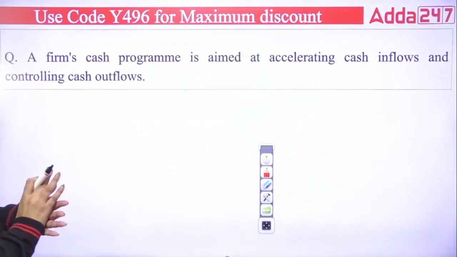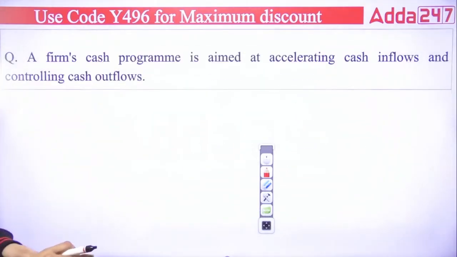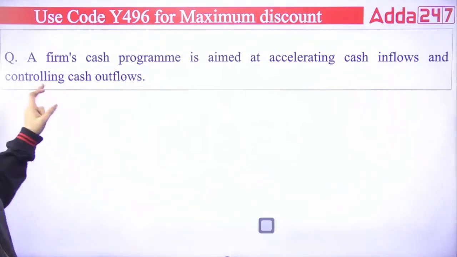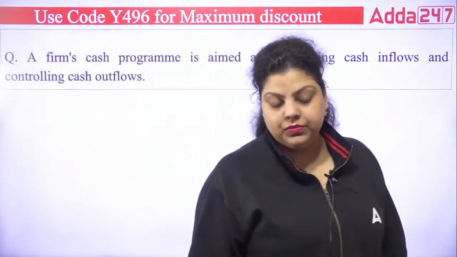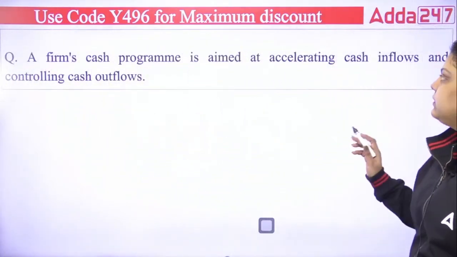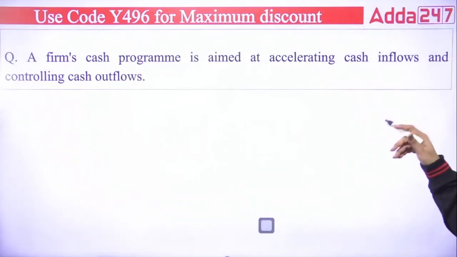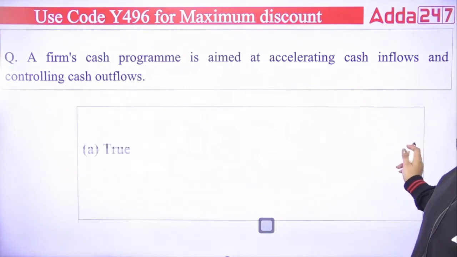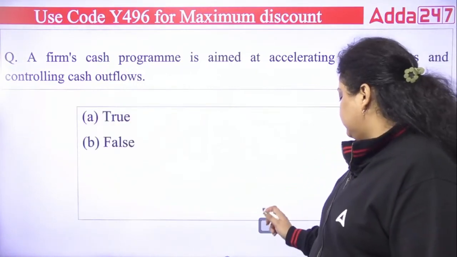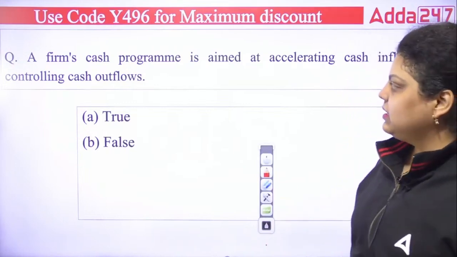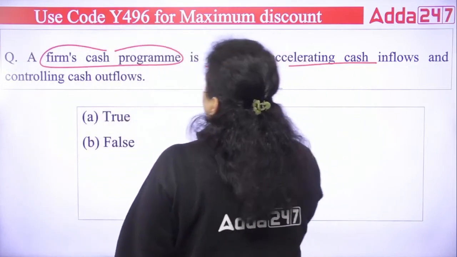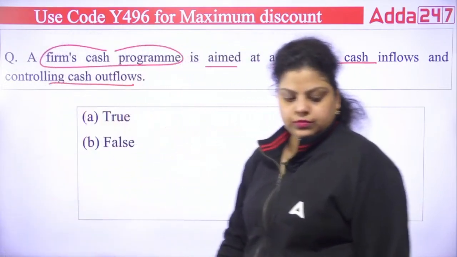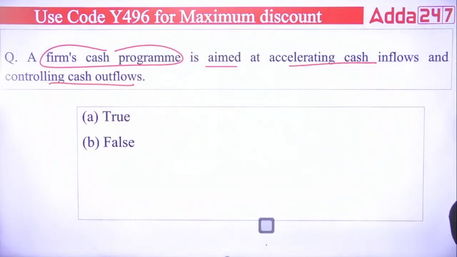Now, next question. A firm's cash program is aimed at accelerating cash inflows and controlling cash outflows. So when you are talking about a firm's cash program, what is it? It is aimed at accelerating cash inflow and controlling the cash outflow as well. Is this statement true or false? The question is saying a firm's cash program is aimed at accelerating cash inflow and controlling cash outflows. True or false?